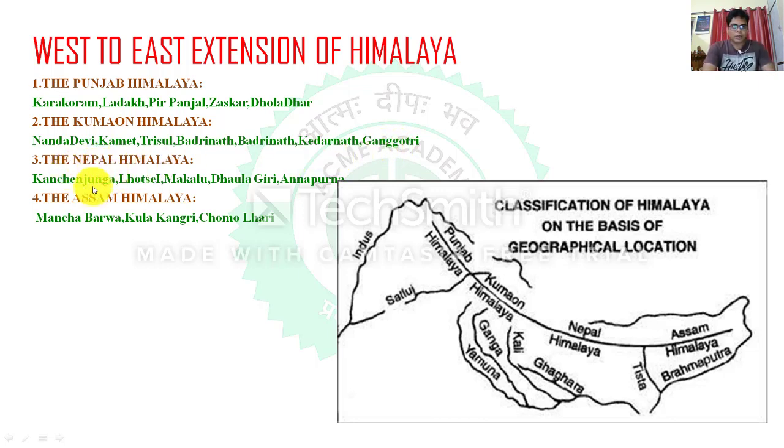Okay, next the Nepal Himalaya, where there are a number of peaks. You can see Kanchenjunga, Lhotse, Makalu, Dhaulagiri, and Annapurna, which are the main highest peaks of the Nepal Himalaya. Then come to the Assam Himalaya: Namcha Barwa, the Kula Kangri, and Chomolhari are some of the highest peaks of the Assam Himalaya.